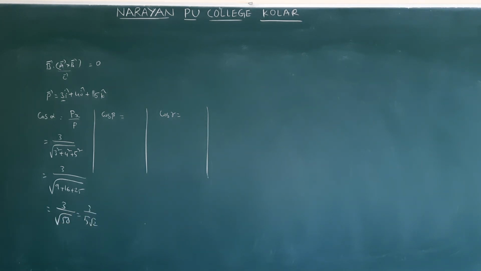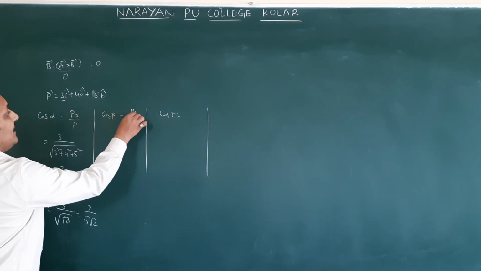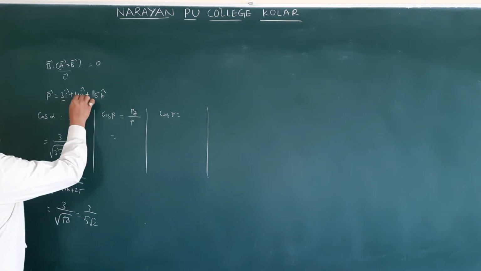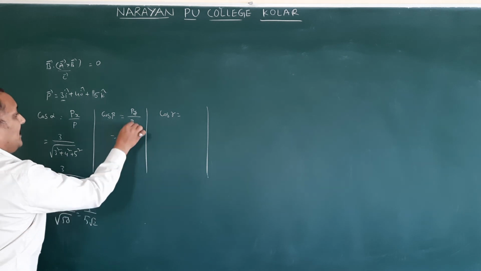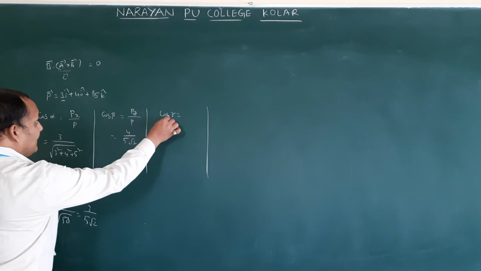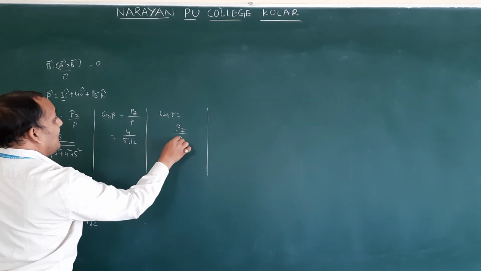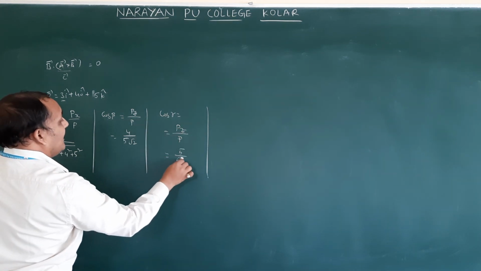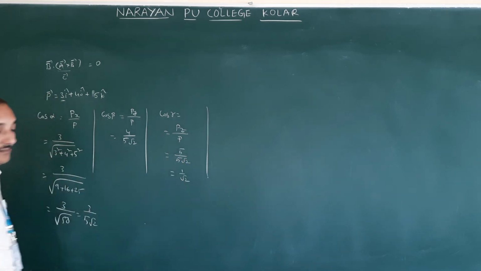So 3 by 5 root 2, how many options are there? 3 by 5 root 2 is there in 3 options, 1, 2, 3. Therefore, you should find cos beta also. Cos beta means Py by P. Py means 4, and P we already found as 5 root 2. So 4 by 5 root 2. You will be having two options, 1 and 3. Now to find which is correct, you should check the last one also, that is Pz by P. Pz means 5 by 5 root 2, that is nothing but 1 by root 2. Therefore option 3 is correct.